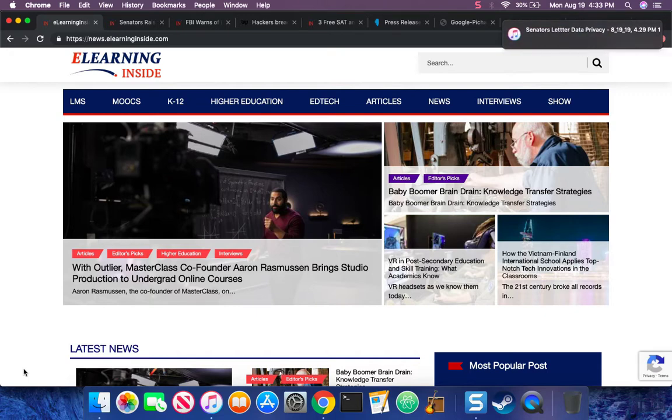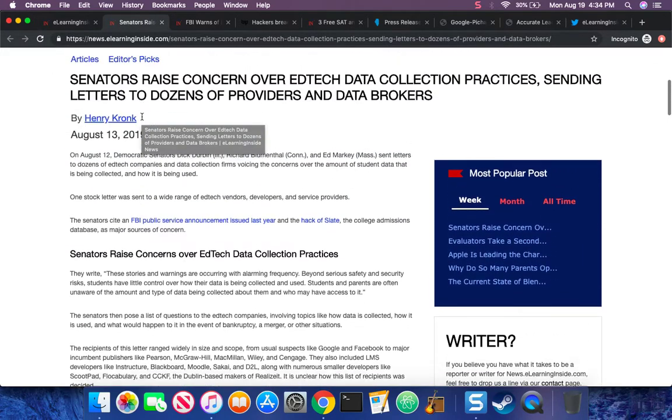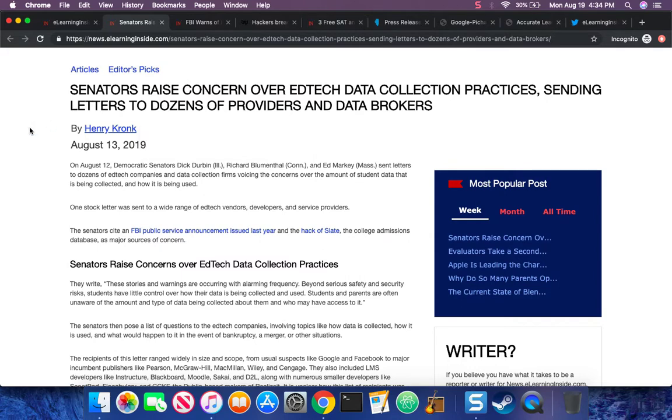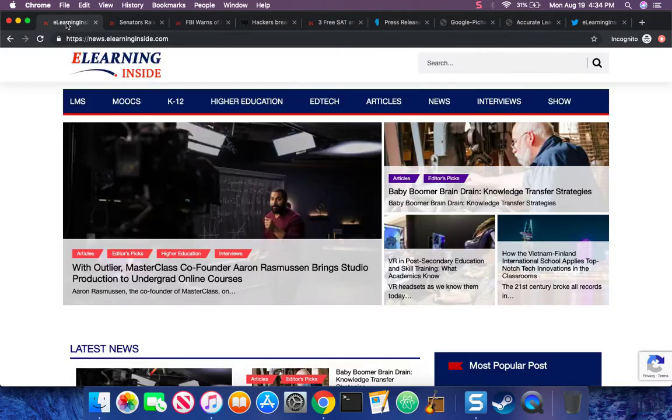On August 12th, Democratic Senators Dick Durbin from Illinois, Richard Blumenthal from Connecticut, and Ed Markey of Massachusetts sent letters to dozens of edtech companies and data collection firms, voicing concerns over the amount of student data being collected and how it is being used.